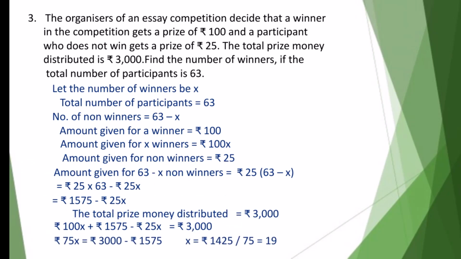Variables on one side, constants on the other side. Rupees 75x is equal to rupees 3000 minus rupees 1575. Then 3000 minus 1575 is equal to 1425. So x is equal to 1425 divided by 75, which is equal to 19. So the number of winners is equal to 19.